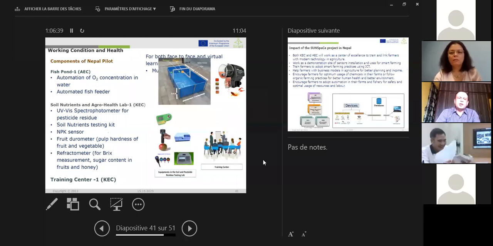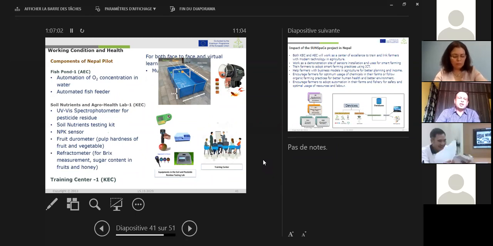The other two components are a fish pond in ECME. This fish pond will have a sensor for automation of the oxygen level in the water for better fish growth, and it will also have the facility of an automated fish feeder. And there is a soil nutrient and agro health lab in KEC.